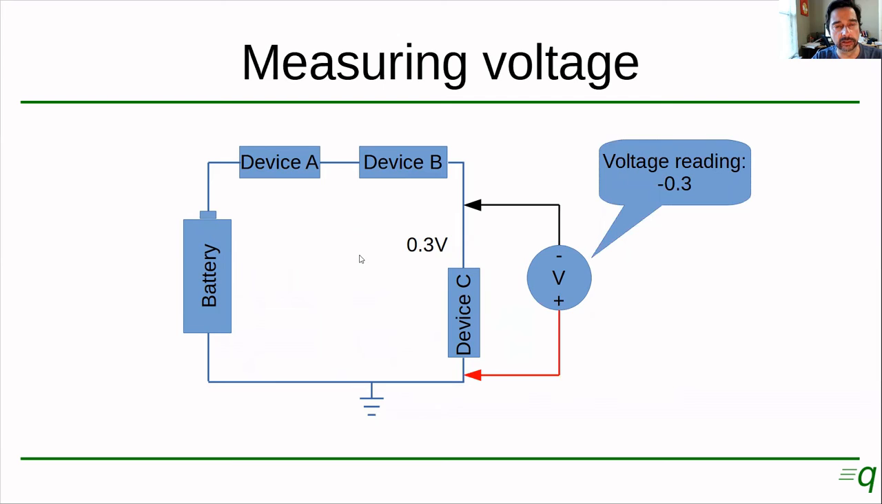Now, if we connect the voltmeter the opposite way, with the positive terminal of the voltmeter to the negative terminal of the device C, and the negative terminal of the voltmeter to the positive terminal, the voltage reading is going to be negative. It's going to be minus 0.3. Okay, so if you measure the voltage on a device like this and you obtain a reading of a negative voltage, that really means that the voltage is 0.3, but this one is positive and this one is negative. Okay.